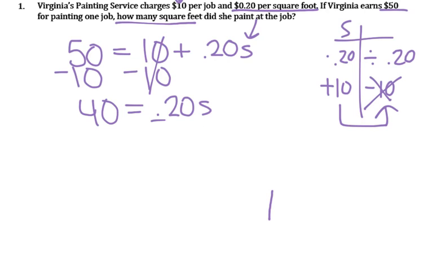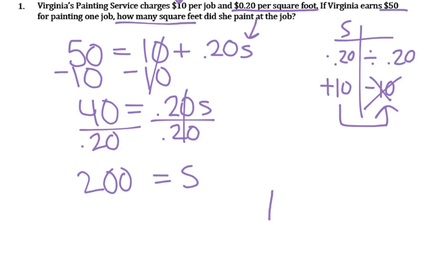So we did that step. Now we need to divide by 0.20. But since we're going to change that right side, we have to do it to the left side as well. So we get S equals, and then we go 40 divided by 0.20, which is 200. So what does that 200 mean? It's 200 square feet would cost $50.